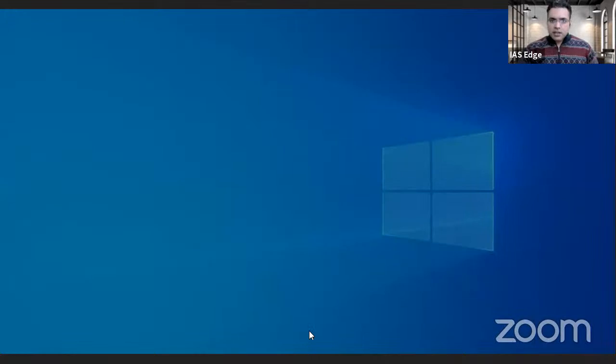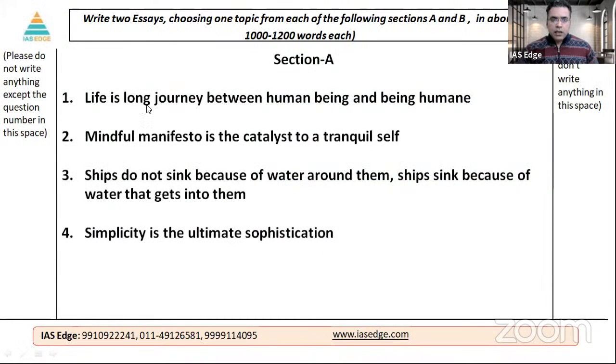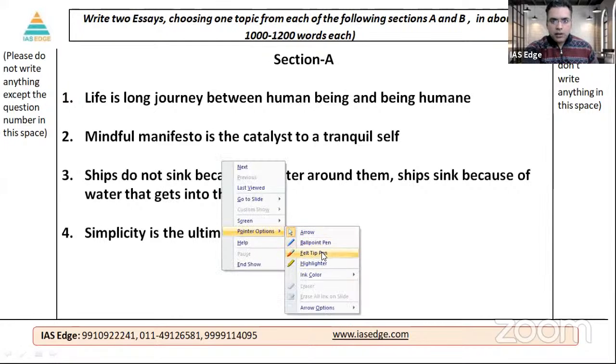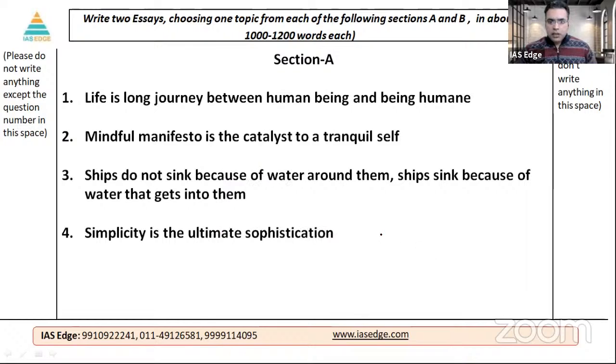Now coming to the essay paper this year, it was on very much similar and expected lines. और अभी हम देखते हैं essay paper क्या है. Now, as we can see, if you see the instructions, you have to write 2 essays. ठीक है, आपको 2 essay लिखने होंगे. And each essay will be of 1000 to 1200 words. Okay.